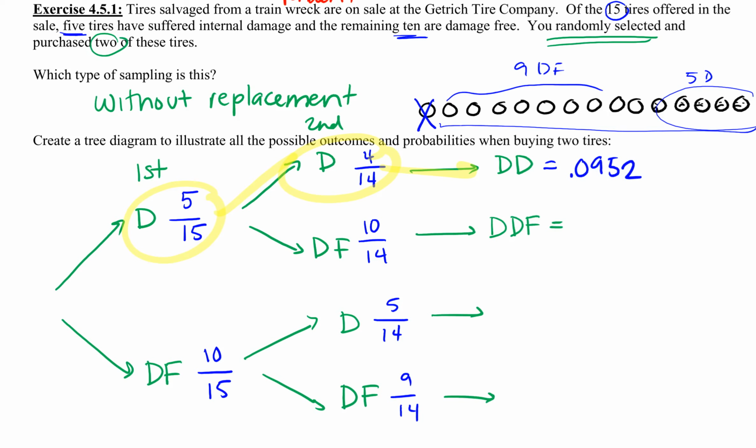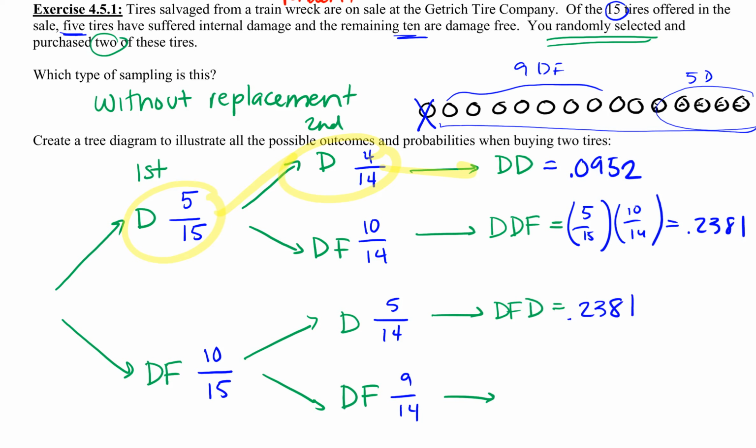In the next timeline, right, in the next option, we get damage the first time, damage free the second. So this will be, here I'll go ahead and write the multiplication, 5 over 15 times 10 over 14, which ends up being 0.2381. The next one, we got the damage-free tire first and a damaged tire second. We ended up in the same boat, though. We have 1 damaged tire, 1 good tire that we paid for. And this probability is actually going to end up exactly the same. We're multiplying 5 by 10 instead of 10 by 5, but it's the same thing.